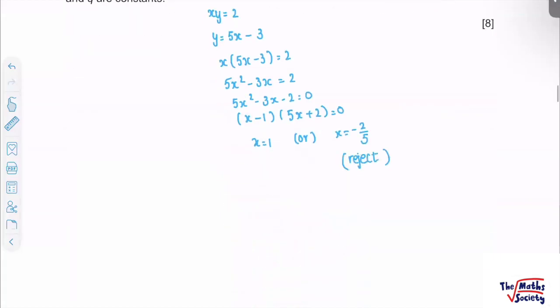So we're going to find y. That is equal to 5x minus 3, so 5 minus 3, which is just 2. So that's a: 1 comma 2. And I know that y was equal to 5x minus 3.